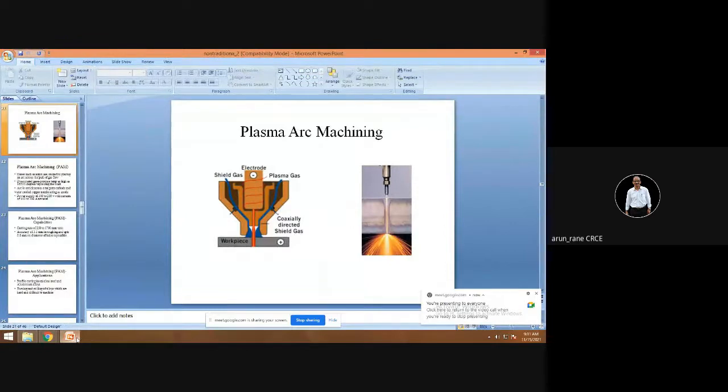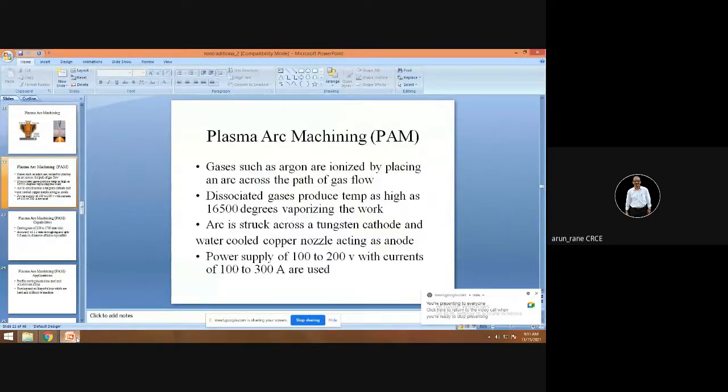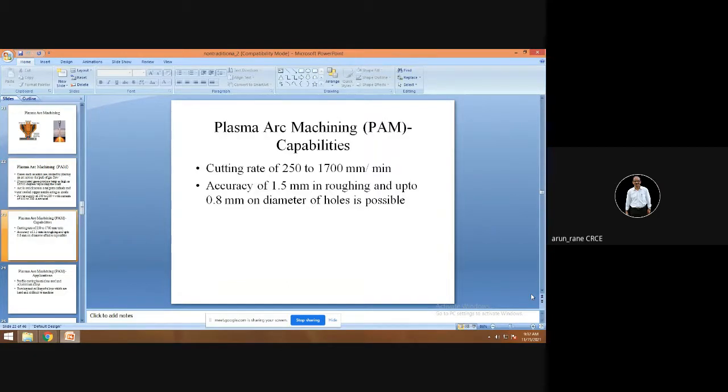Then we also discussed plasma arc machining. The principle of plasma arc machining is that gases are ionized by placing an arc across the path of the gas flow, and because of this dissociation of the gases, it will produce a very high temperature, in the range of 15,000 degrees Celsius. Then the arc is struck between tungsten cathode and anode, and since the temperature is very high, the nozzle is cooled. Usually the currents are 100 to 300 amperes.